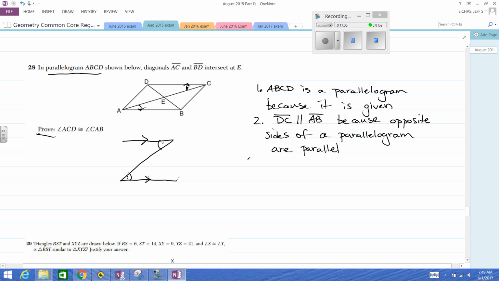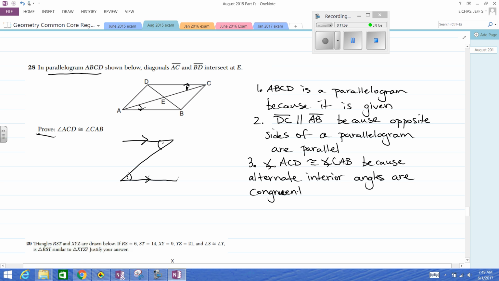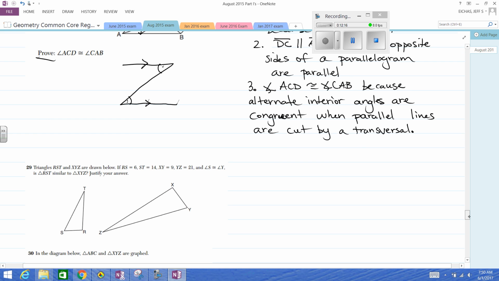And now because of that, we get angle ACD congruent to angle CAB. And that's because of the alternate interior angles theorem. I'll write that out in case your teacher doesn't like you using that. So because alternate interior angles are congruent when parallel lines are cut by a transversal. So that's the explanation of what the alternate interior angles theorem is.